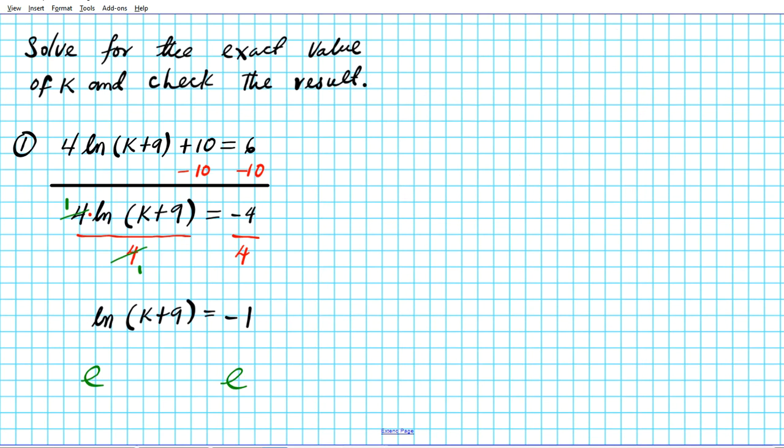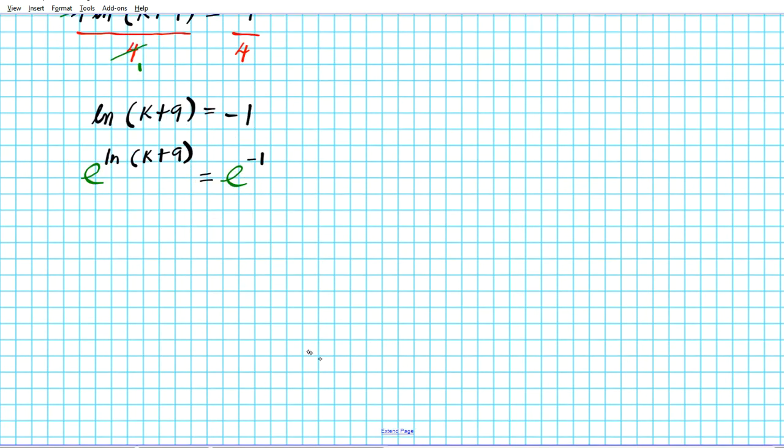So on the left side, we are going to have e to the natural logarithm of k plus 9 equals, on the right side, e to the negative 1. Now what happens on the left side? We have two inverse functions composed with one another, e and natural logarithm. They're going to cancel each other out, and you are left with k plus 9.